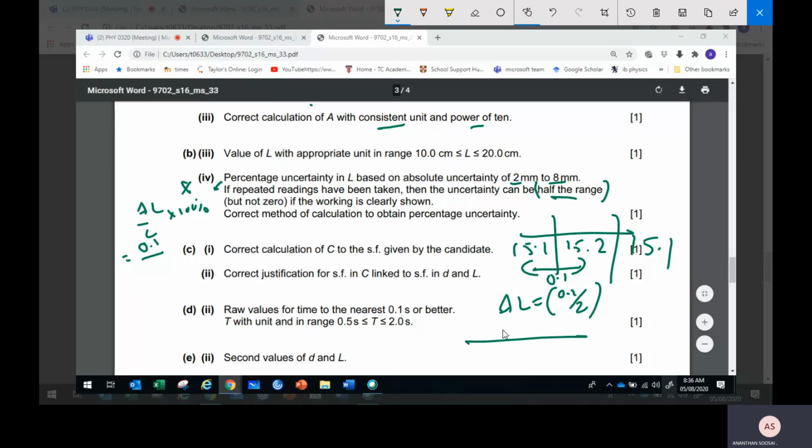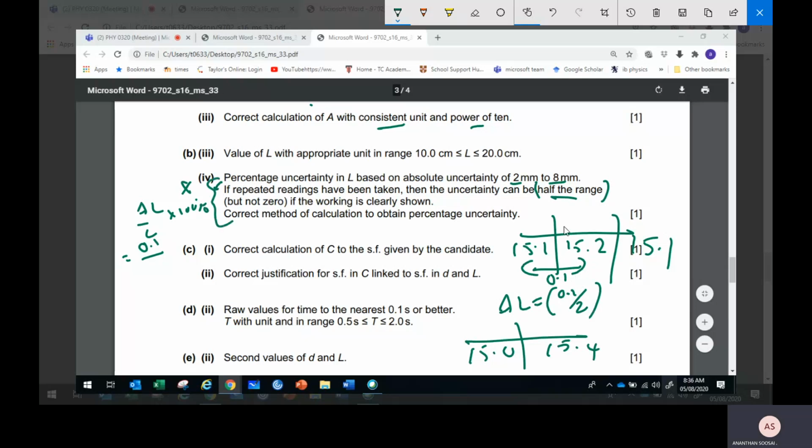So let's see. Repeat. You got another one. Got 15.0 and 15.4. Quite big. So what is the change of L? Half of the range. Range is how much? 0.4. So divide by 2. 0.2 is half of the range, your uncertainty. That's next method. So percentage error, please follow the second one. Always works.